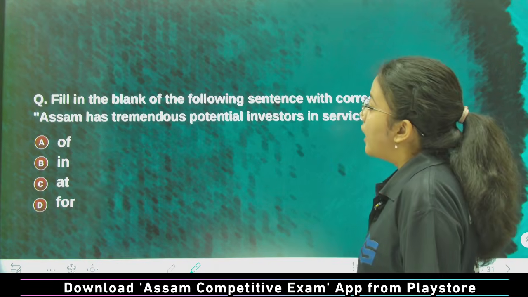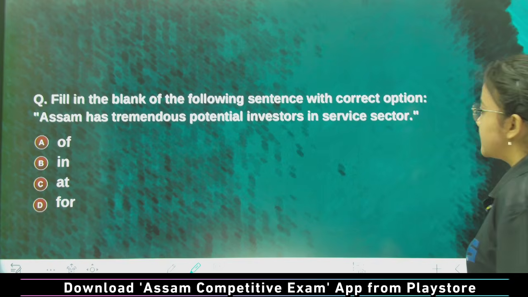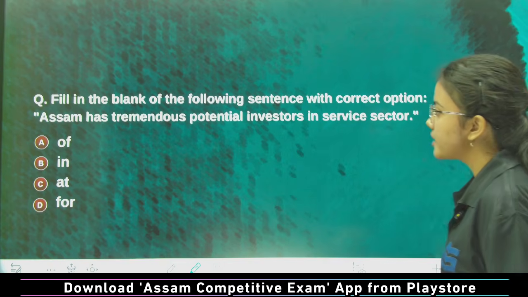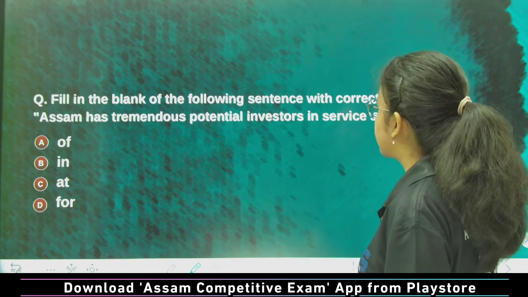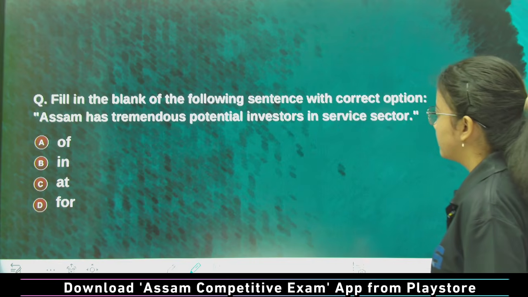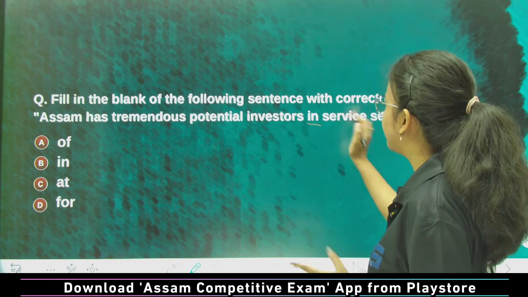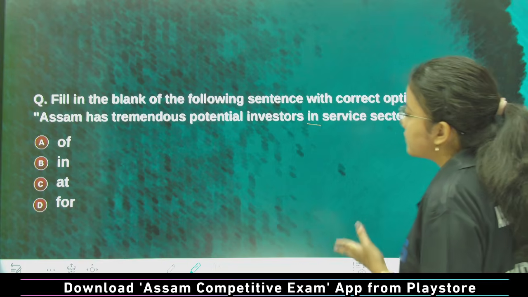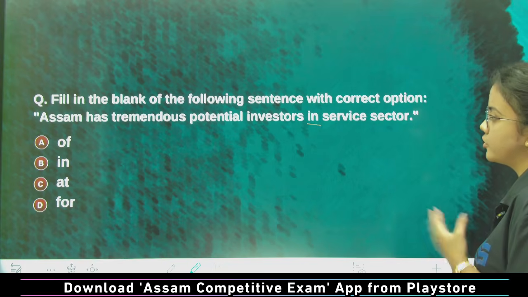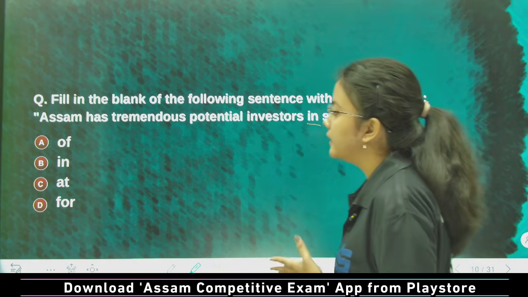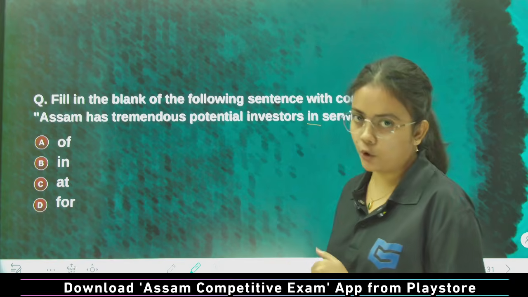Next, fill in the blank of the following sentence with the correct option. Assam has tremendous potential investors in service sector. Assam has tremendous potential investors in service sector. Options are: of, in, at and for.